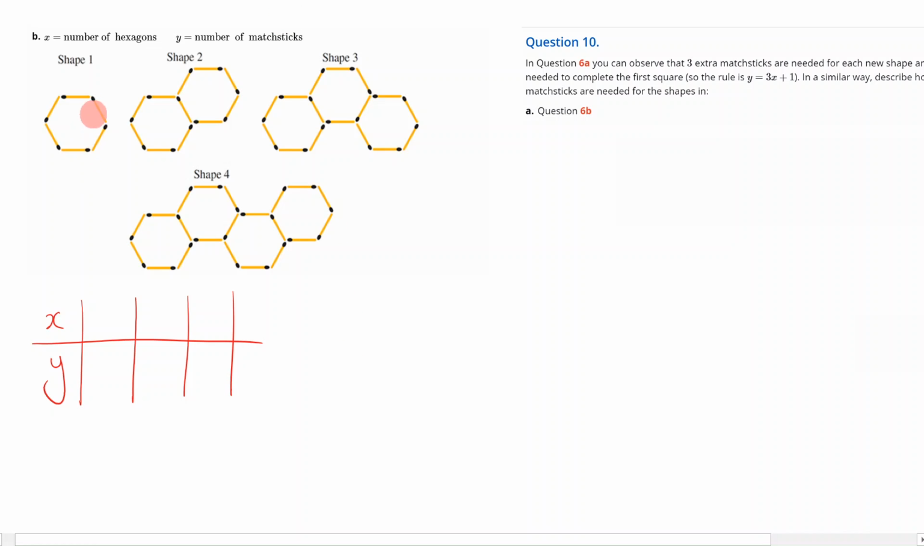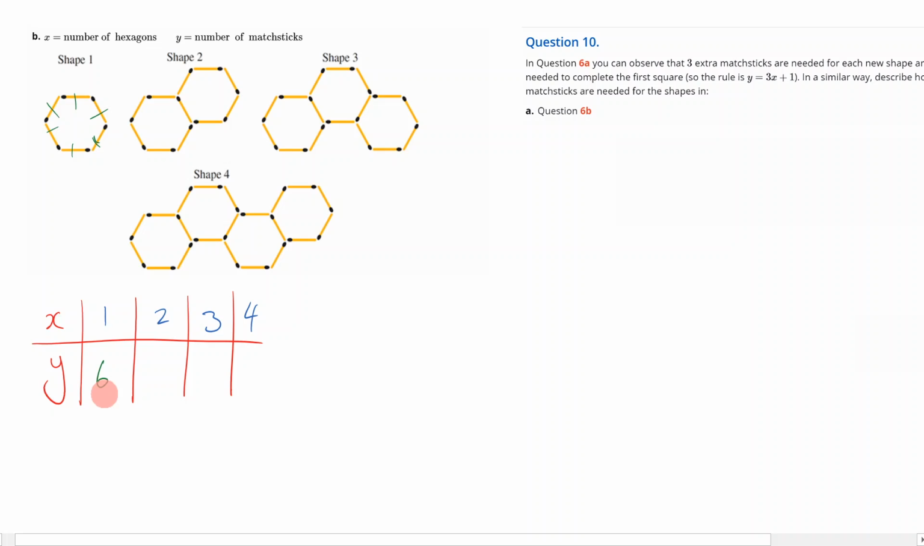I have 1 shape, I have 2 shapes, I have 3 shapes, I have 1, 2, 3, 4 shapes. Then how many matchsticks do I have per shape? Now, this is where we've got to make sure that we don't mess up the counting. Well, these are hexagons. So I know how many it's going to have. It's going to be 6, but let's just double check. 1, 2, 3, 4, 5, 6.